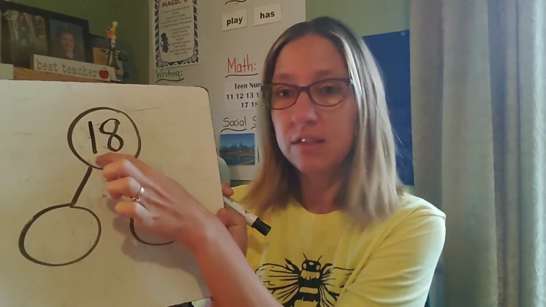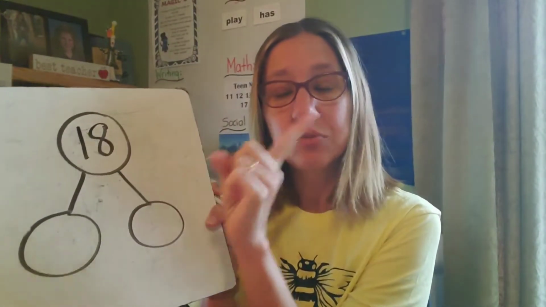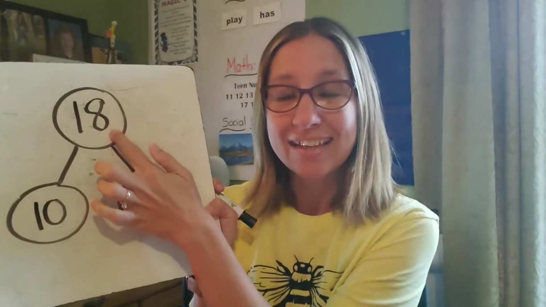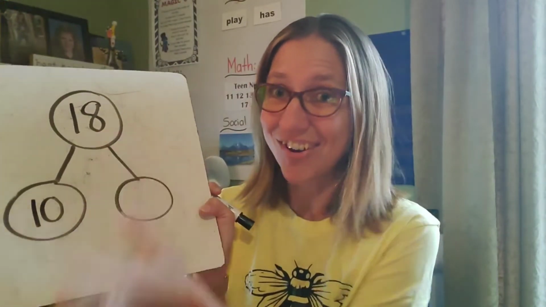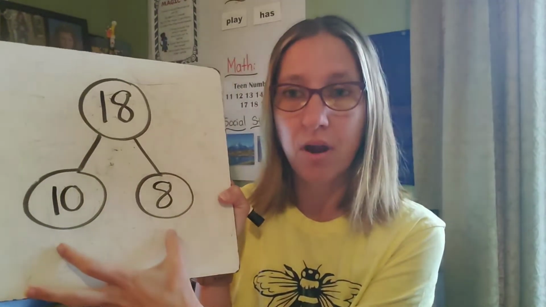So if I look at the first number, that's a 1, right? That tells me there's one group of tens in the number 18. So I'm going to put a 10 in one of my parts. And then if I look at the second number, that tells me how many ones are in the number 18. So I'm going to put an 8 on the other side. So remember, these are our parts.